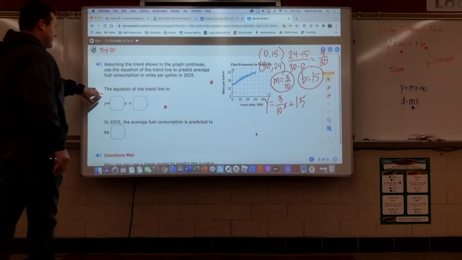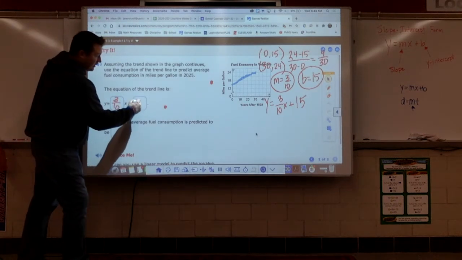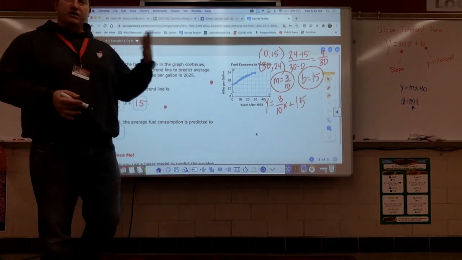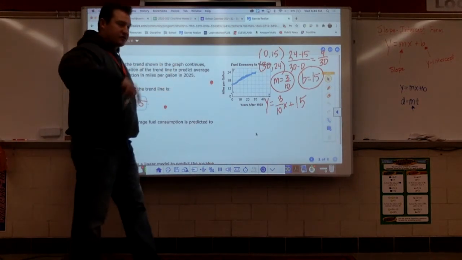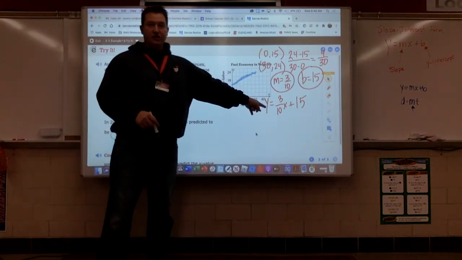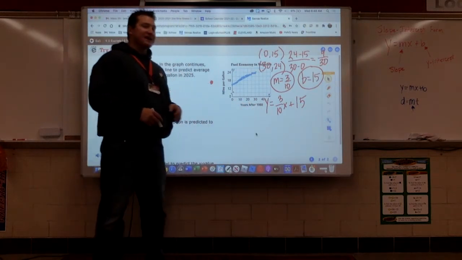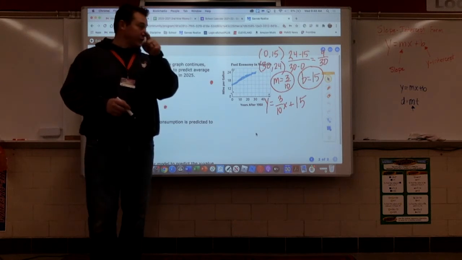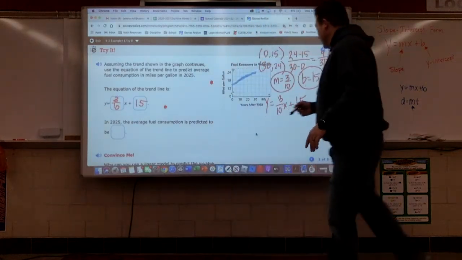All right, so let's hop back here. The equation for the trend line, we already said it, 3/10 x plus 15. In 2025, so they're giving us a year. So think to yourself, replace x, replace y. Which one are we going to do? x. That's right. Now it says in 2025, so we can't just replace x with 2025. We have to figure out how many years after 1980 the year 2025 is. Subtract them, folks. We should get 45.